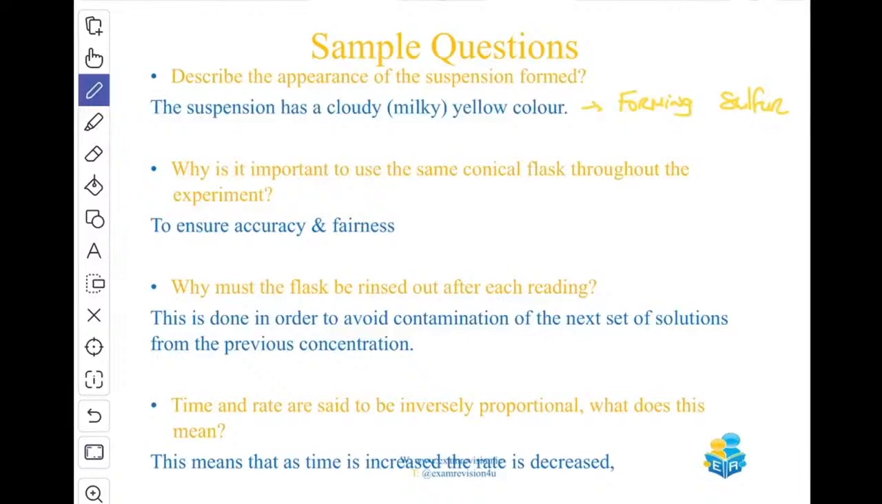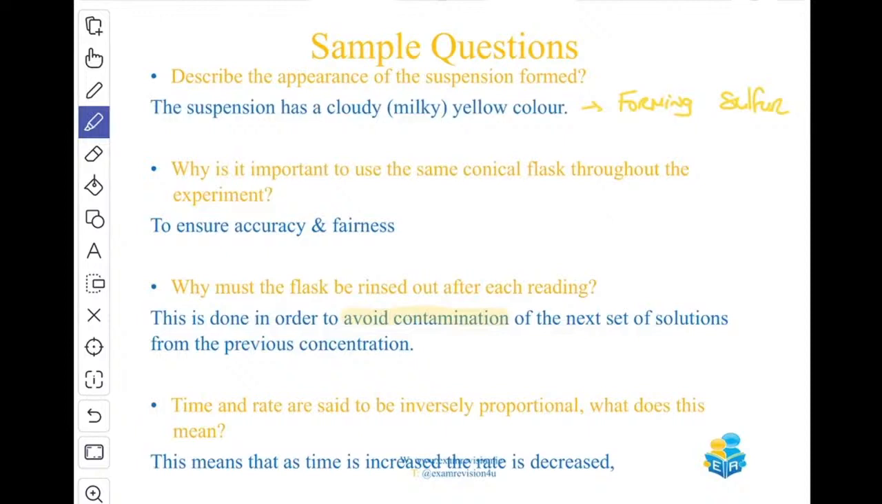Then it says, why is it important to use the same conical flask throughout the experiment? So you should use the same conical flask throughout the whole experiment to ensure accuracy and fairness, because we want to have a container that is the same size for this reaction to occur in. The flask should be rinsed out after each reading, and this should be done in order to avoid contamination, so that the next set of solutions don't get contaminated from your previous concentration.